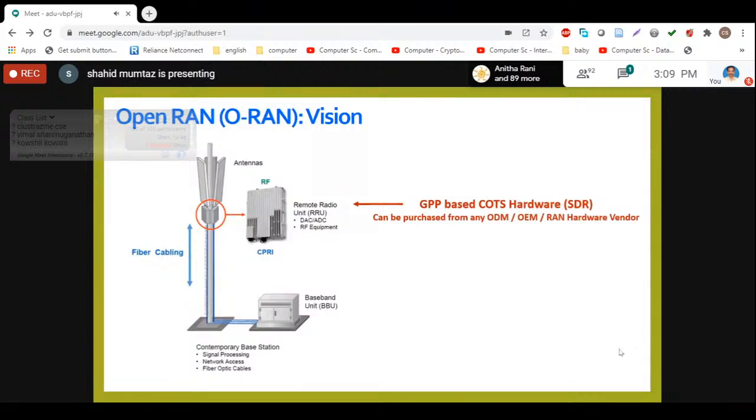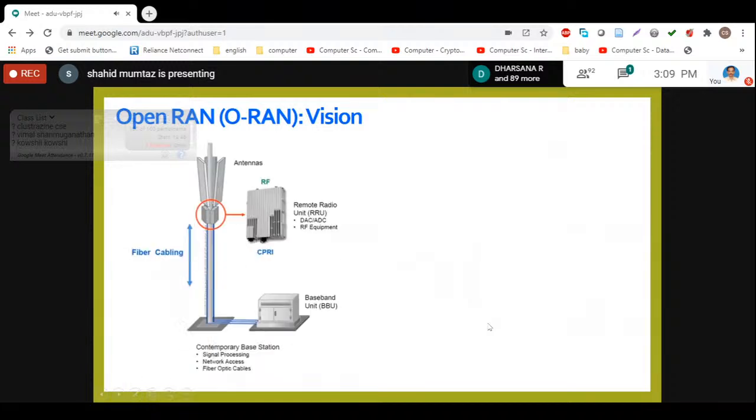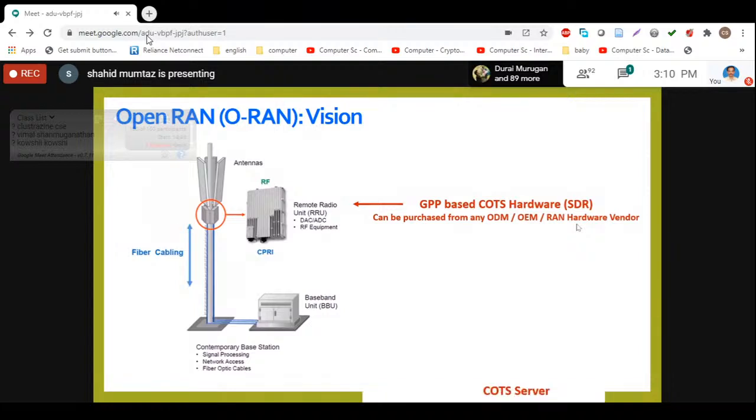So what is Open RAN? Open RAN is everything open. In the virtualized RAN, we have only virtualized our baseband part. But now in the concept of Open RAN, our first part, which is close to the base station RF, is also a general processor, which is also off-the-shelf hardware. It can be purchased from an ODM, original design manufacturer, or equipment manufacturer, or hardware vendor. For example, a lot of operators don't build their own phone, but they use their monogram. They can ask a different company to build a phone for them, and they put the monogram of their operator and sell it. This is what ODM people do.